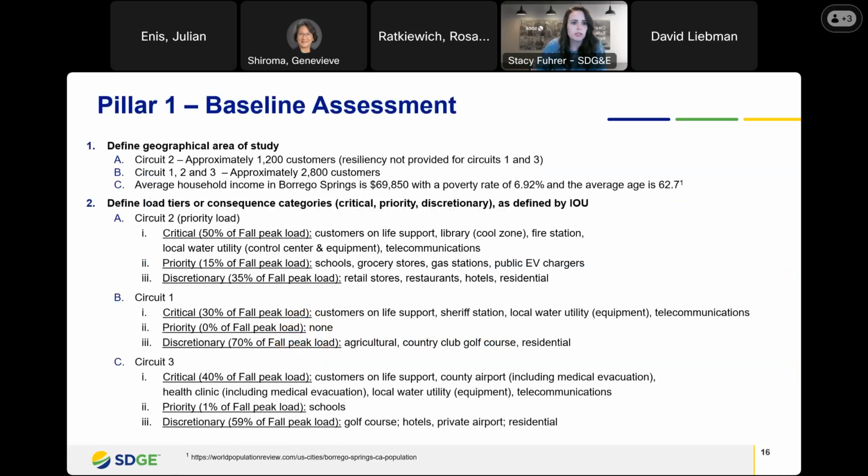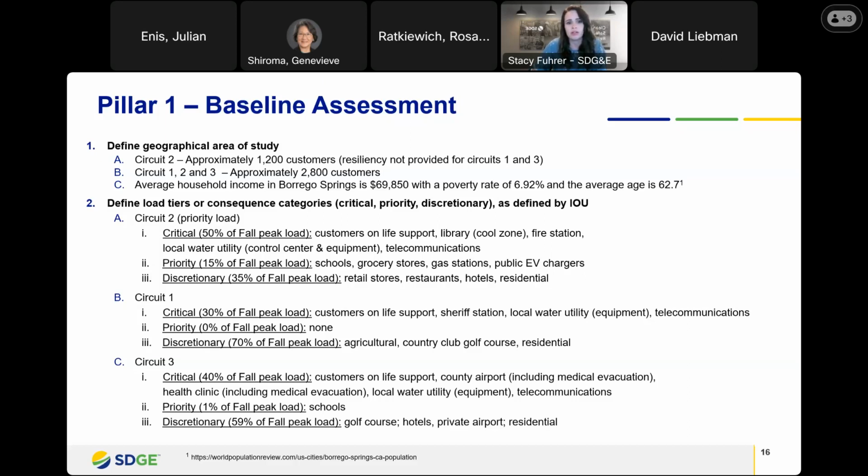The most important thing when you're thinking about mitigation methods, and especially when you're thinking about a microgrid, is to define your geographical area of study, or in our instance, our microgrid boundary. So we have what we would call 2 boundaries, but one is a subset. Circuit 2 is SDG&E's priority load, and that serves approximately 1,200 customers. And that would be served if we're concerned about the mix of generation and load, and we need to load shed. We would drop circuits 1 and 3 and only provide priority to circuit 2.